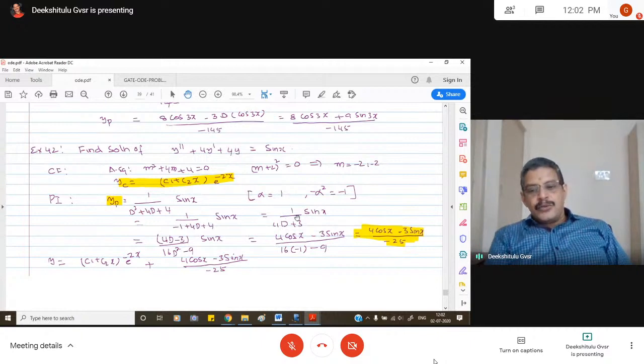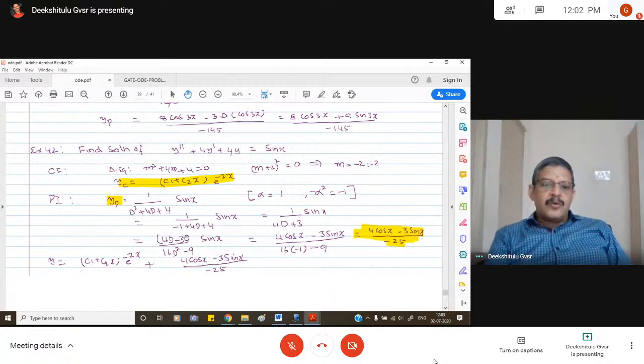So you need to have D square terms in the denominator. For that we multiply and divide the function with 4D minus 3. In the numerator we get 4D minus 3. The denominator becomes (4D plus 3)(4D minus 3), which is 16D square minus 9. Again replace D square by minus 1. In this second step, if you replace D square by minus 1, this will be (4D minus 3) by 16 into minus 1, that is minus 16 minus 9, minus 25.